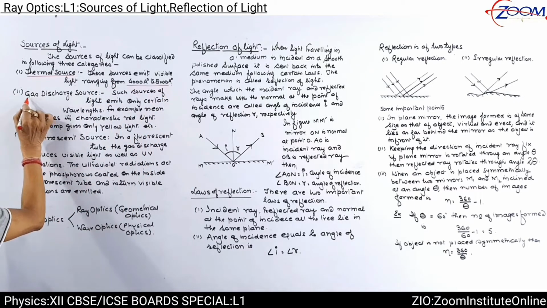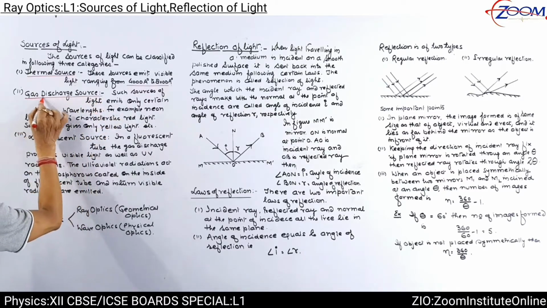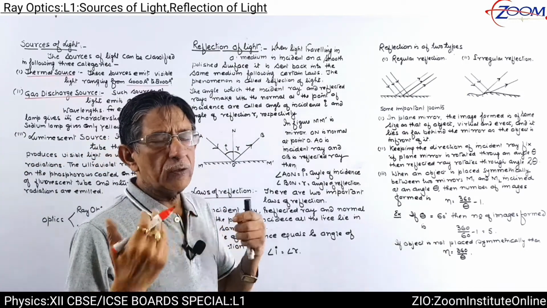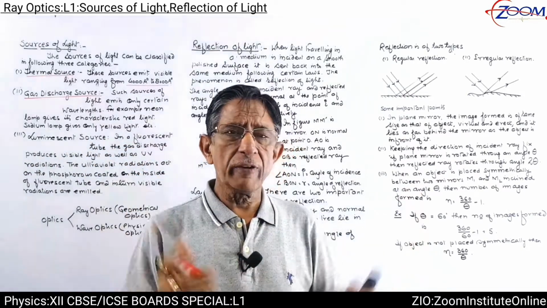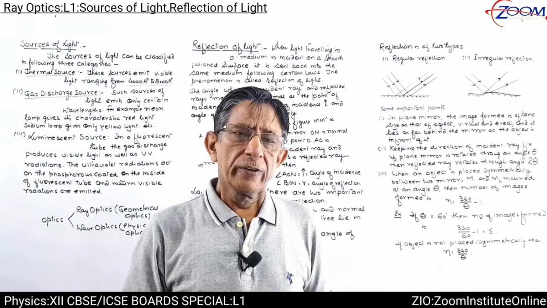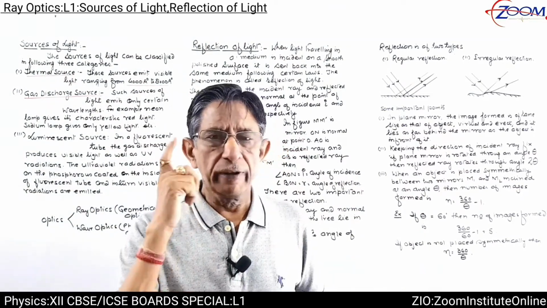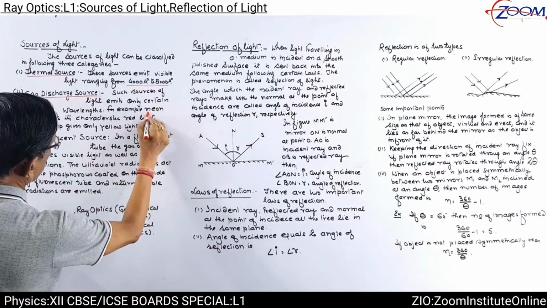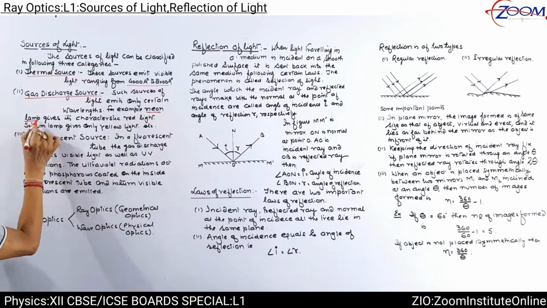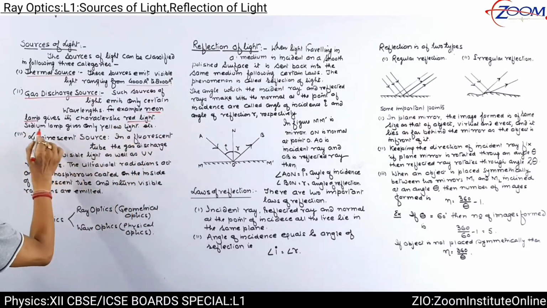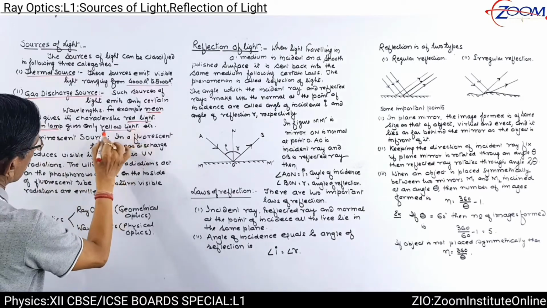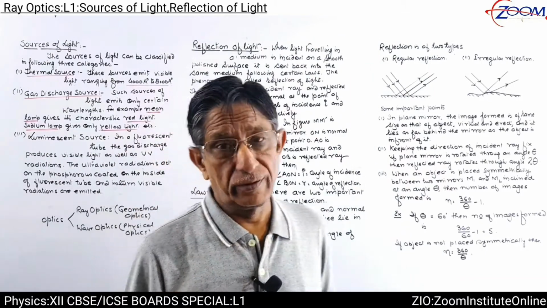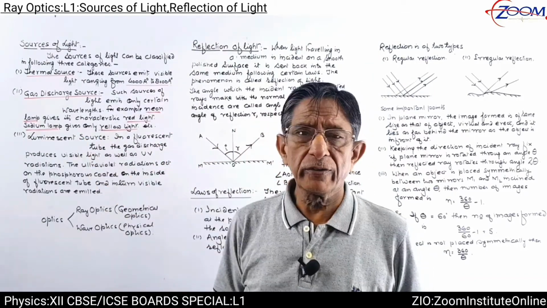The second one is gas discharge source. Such sources of light emit light of particular wavelength. They do not emit wavelengths of all colors, they emit light of particular wavelength. For example, neon lamp. Neon lamp gives only red light. Sodium lamp gives only yellow color. So, they produce light only of certain wavelength. They are called gas discharge source.